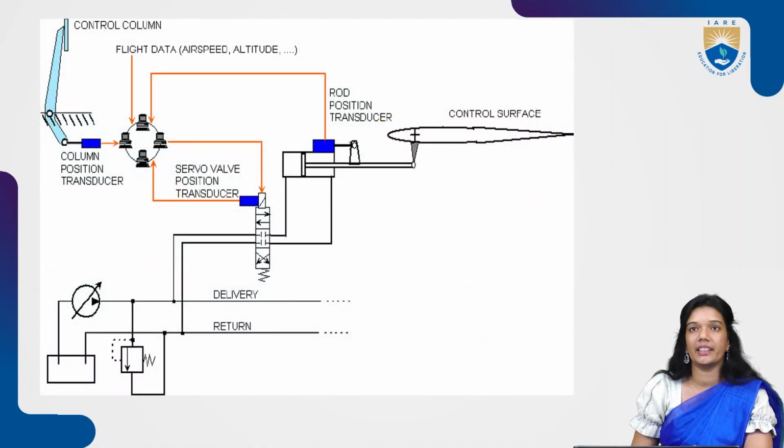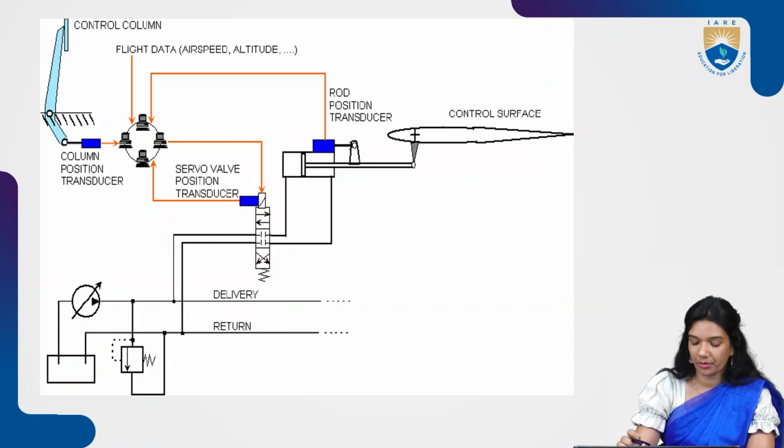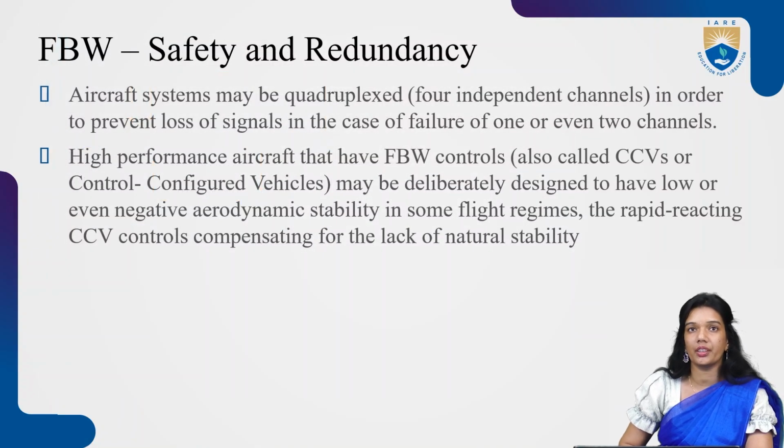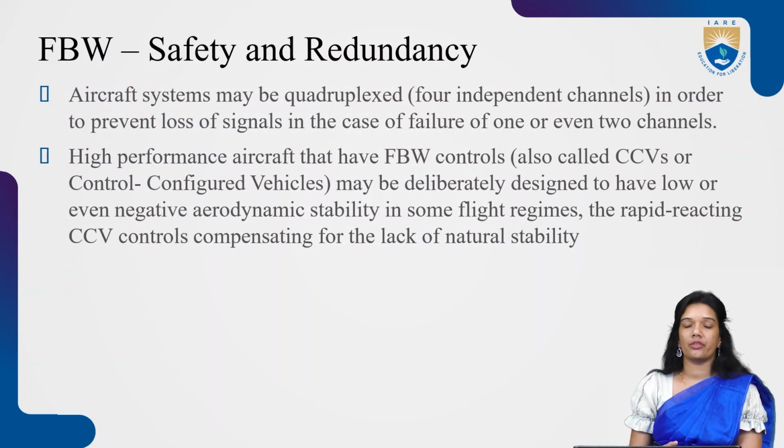So this is how the fly-by-wire is going to run entirely. The pilot inputs are sent from the control column via the transducer, and from the transducer the information passes to the FCS. From the FCS, all the factors are verified, and then there is a movement in the control surface. There is a deflection in the control surface which gives you the output. So this is how a fly-by-wire aircraft system operates. The main advantages of the fly-by-wire system are its high safety and redundancy.